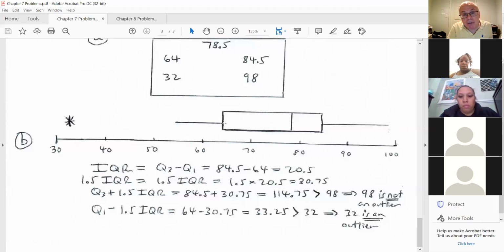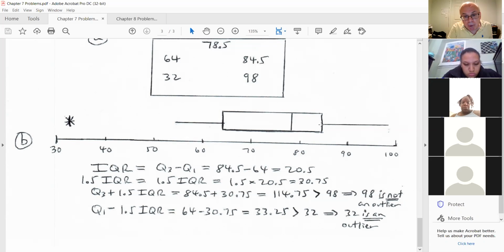If we wanted to know how much data was inside the box here, it's 50%. How do we know? Because from the lower quartile to the median is 25%. From the median to the upper quartile is another 25%. That's 25 plus 25 is 50%. And by the way, we can say that the interquartile range contains the middle 50% of the data. That's another way of saying it, right?